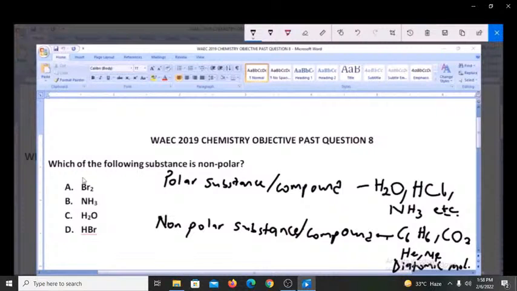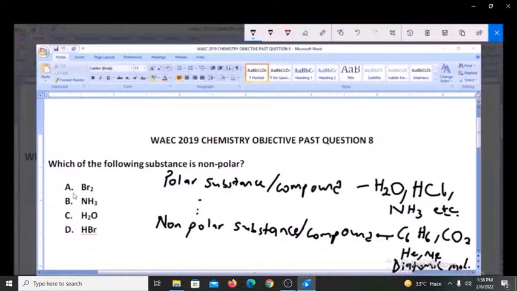So from the options, you have bromine, ammonia, water, and hydrogen bromide. If you look at ammonia, we have already mentioned ammonia as an example of a polar substance. So ammonia is ruled out. We've mentioned water also as an example of a polar substance. So water is ruled out. Hydrogen bromide is a chemical compound that comprises hydrogen and bromine. So since it is likely to possess charges within it, hydrogen bromide is ruled out.